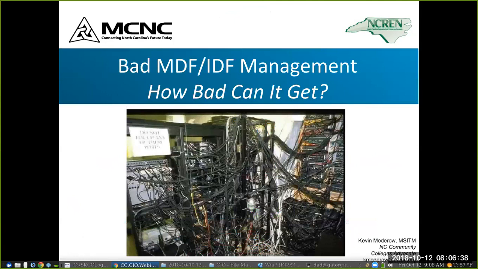Well, how bad can it get? We won't identify where these photos were taken, but this is an actual wiring closet. And as you can see, not only is this going to probably degrade our network performance, it's likely to cause our network equipment to degrade prematurely. And not only that, it's very likely a safety hazard for the people who have to work in this environment.